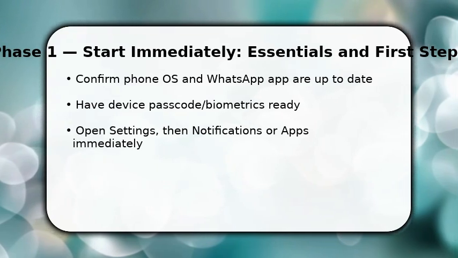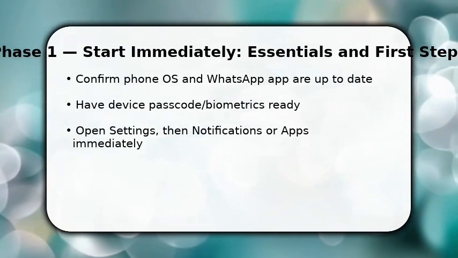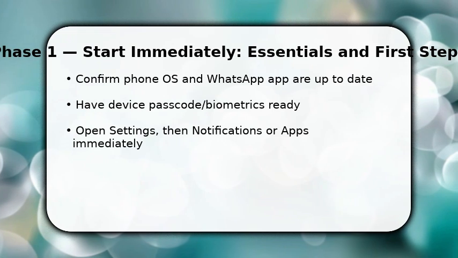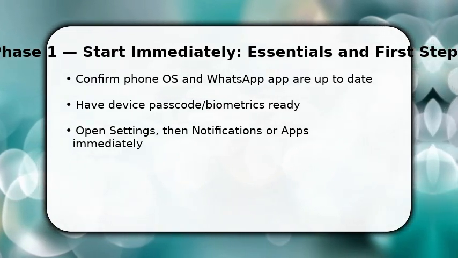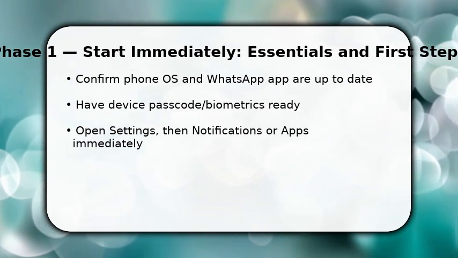You start by confirming basics. Your phone and WhatsApp must be up to date, and you should know your passcode. Once done, open Settings and go straight to Notifications or Apps. You want to locate WhatsApp in the app list now.